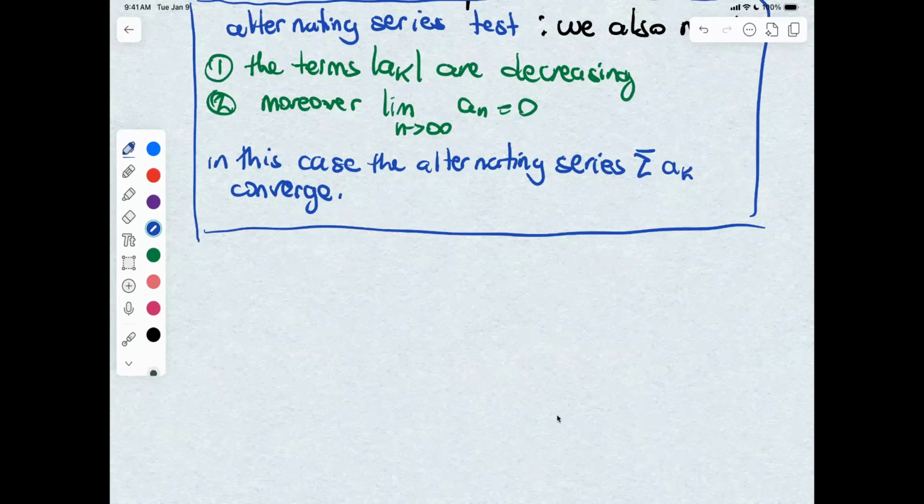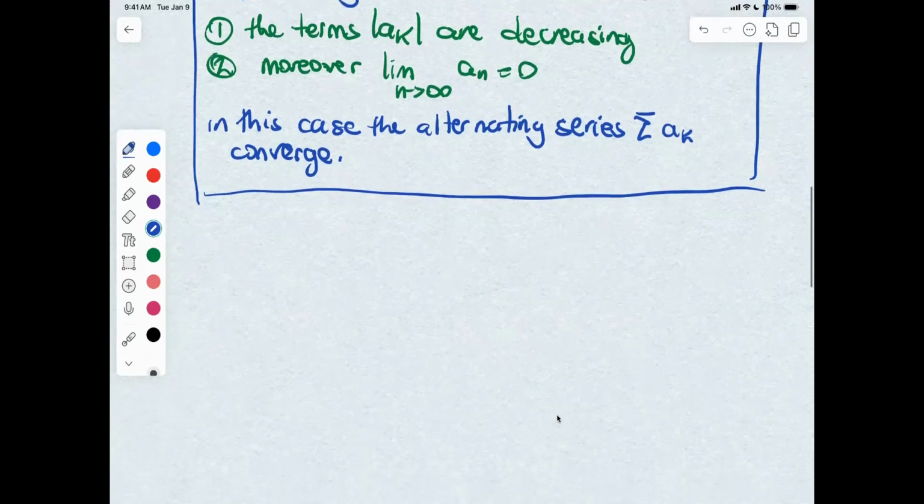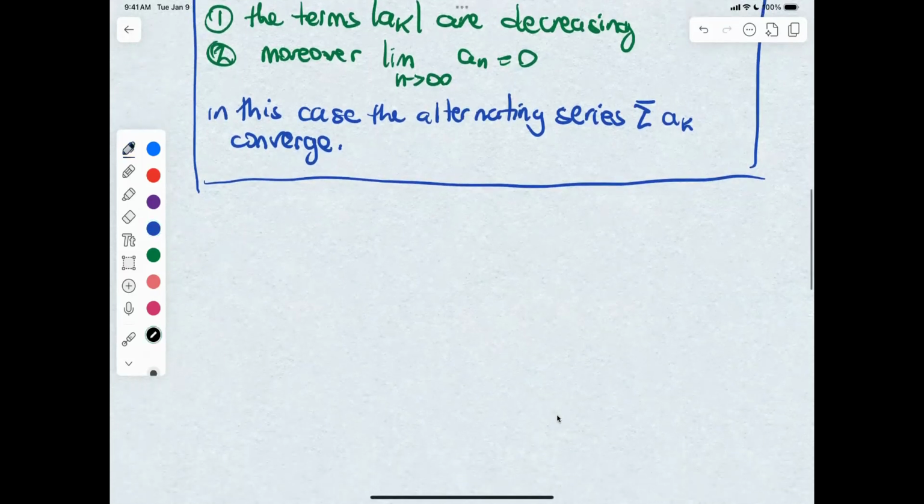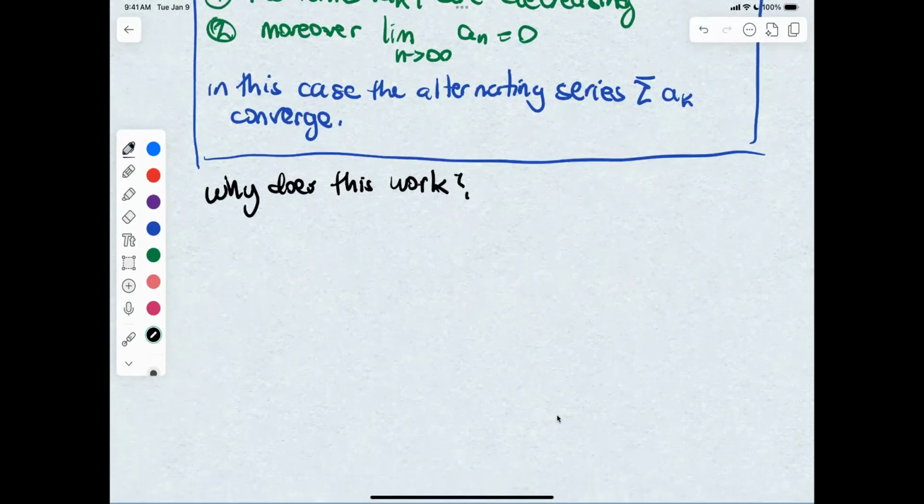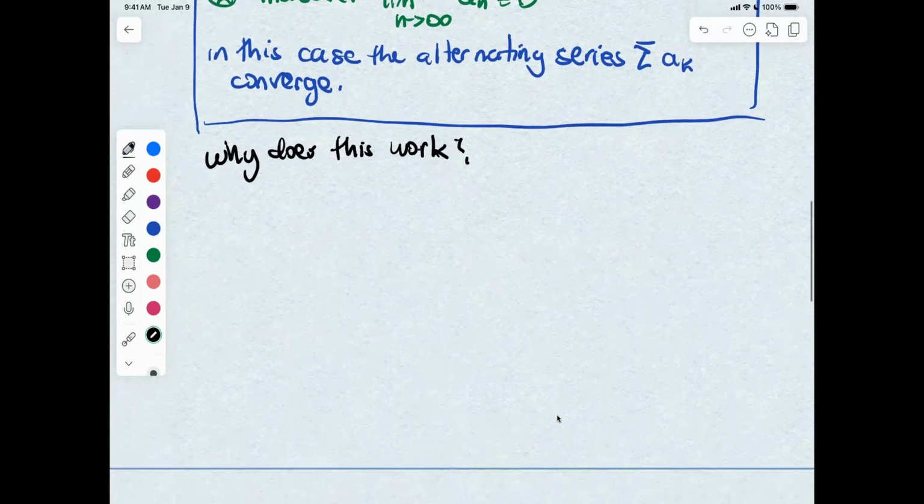Okay, so for now, let's assume that this continues. Okay, so why does this work? The idea first, I'll draw pictorially the situation that we're in. Let's just imagine that the first coefficient started being positive.